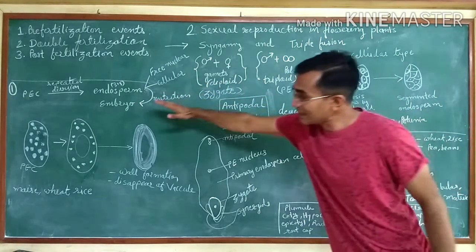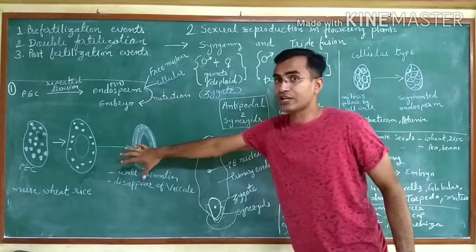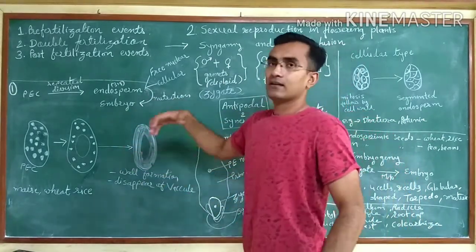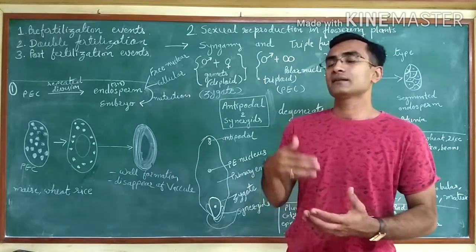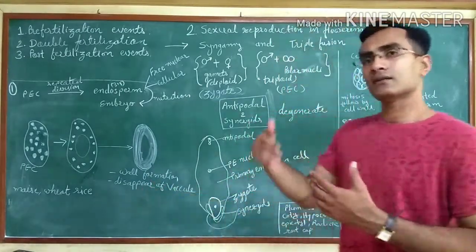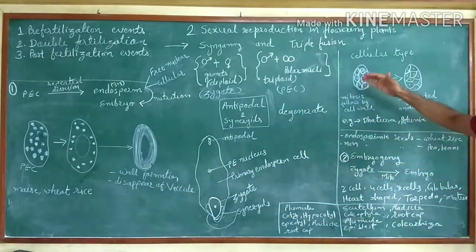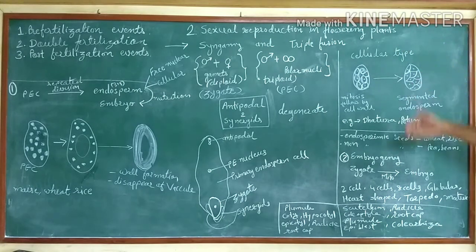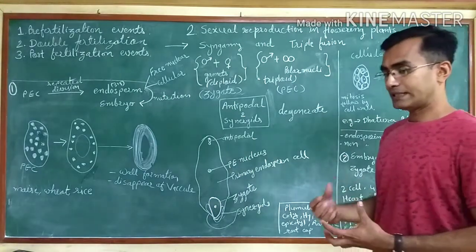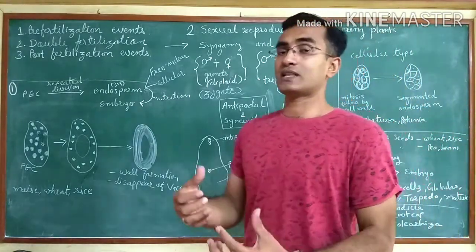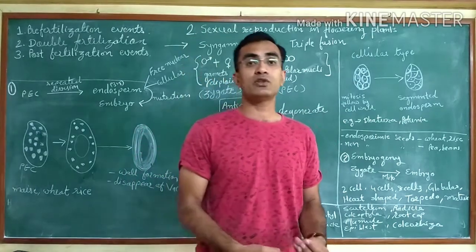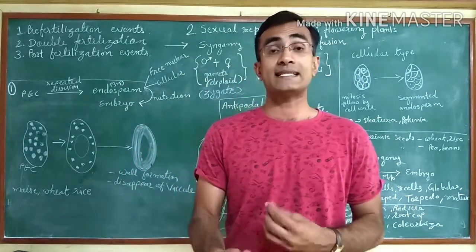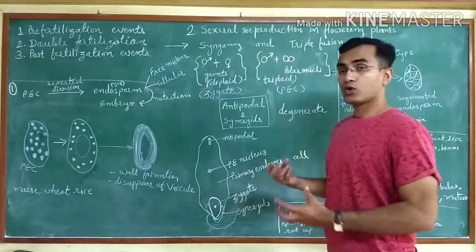Okay, examples of free nucleated formation are normally the grains: maize, rice, wheat, and many other grains. And examples of the cellular type are Datura and Petunia. If you want to see both cellular as well as free nuclear types of endosperm formation, we can see them in the coconut.